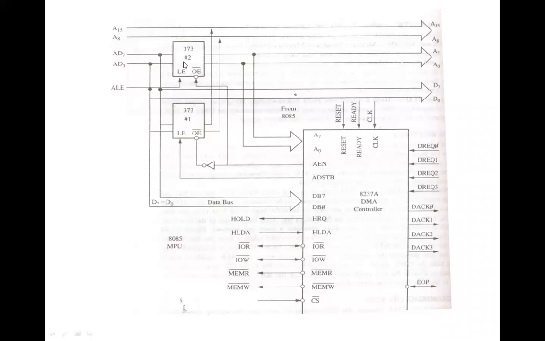So it means it is going to disconnect this multiplexed bus, that is AD0 to AD7, or you can say A7 to A0 of the microprocessor, and at the same time it is going to enable the first latch, that is 373 number 1. Why is it enabled? Because the AEN signal is high and an inverter is connected, so this output is enabled.